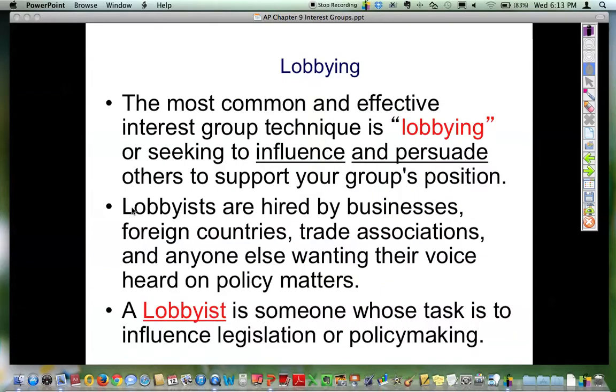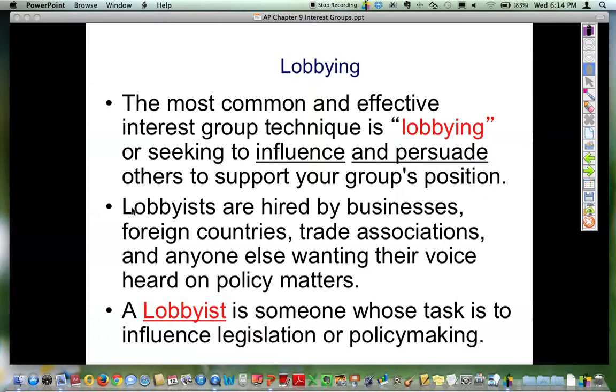All right, when you work for an interest group, you are called a lobbyist. And many interest groups take the membership fees and they hire somebody to lobby professionally on their behalf. So the most common and effective interest group technique where interest groups get their message out is through lobbying, or seeking to influence and persuade others to support your group's position.